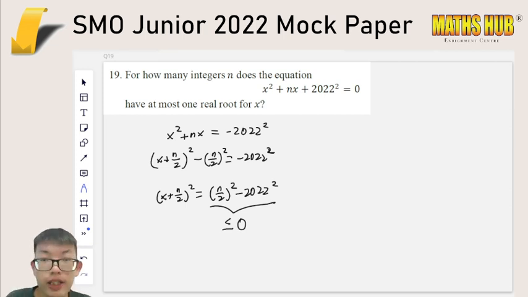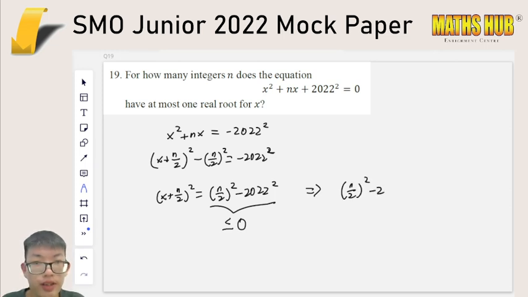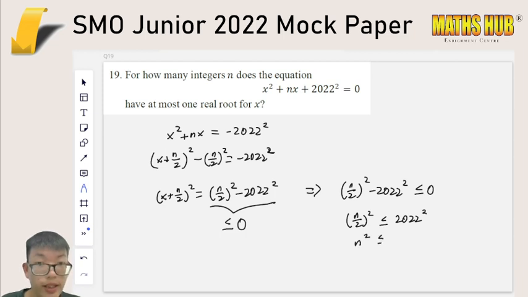So that now changes it into a new inequality, which thankfully is not very difficult to solve. And at this point, we are very grateful that we did not try to square 2022 because that is completely unnecessary. Now you get n over 2 squared is less than or equal to 2022 squared. If I multiply by the 2 squared on both sides, you get n squared less than or equal to 4044 squared.